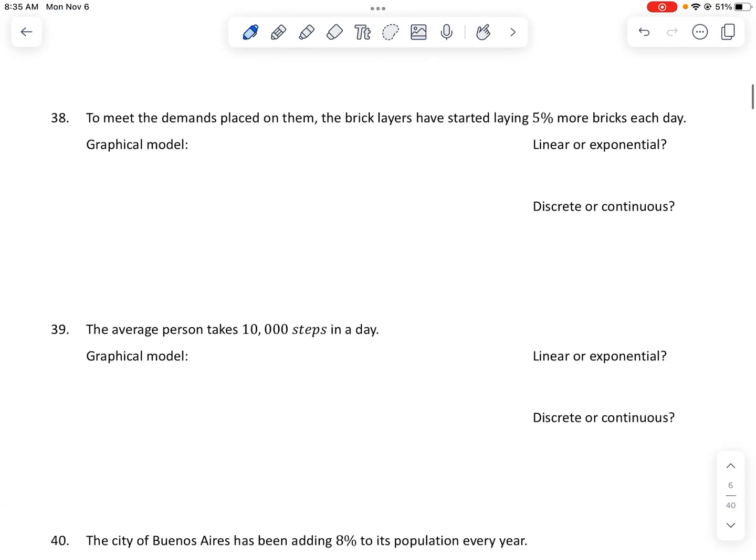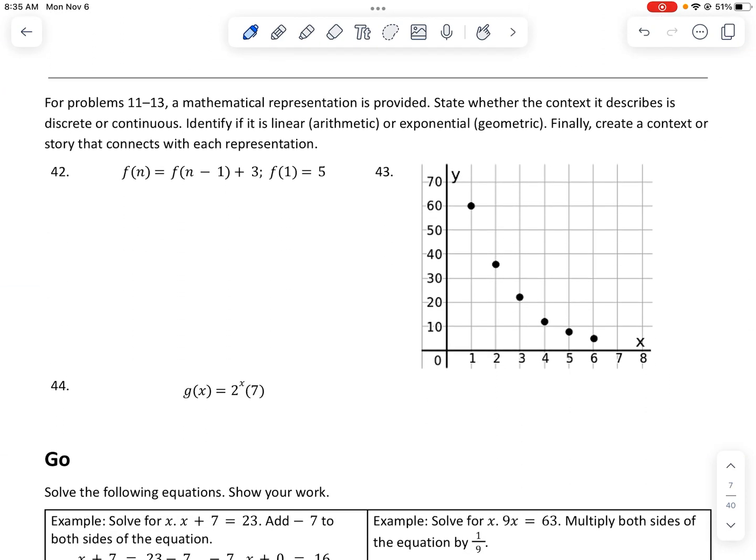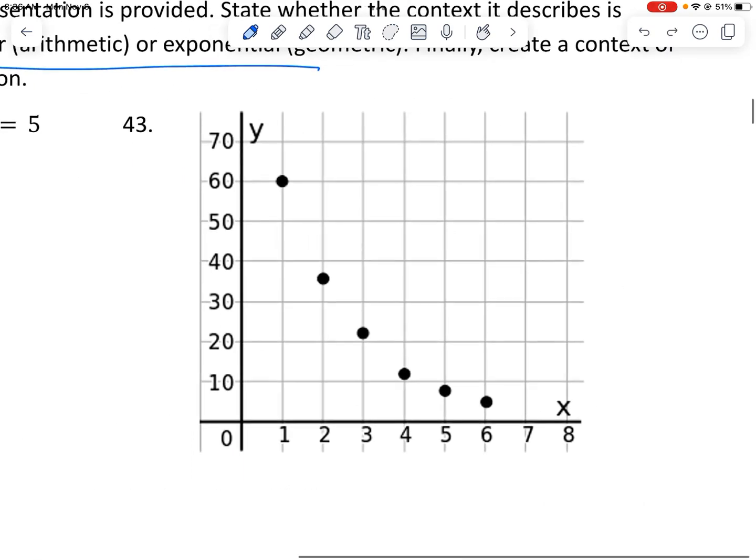So what's going on in that entire section? You got different situations. You just sketch a quick graph. When you get here, it's pretty similar. Read the function, look at the graph, look at the equation, and just determine if it is discrete or continuous, if it's linear or exponential, and create a context, create your own story. For instance, something like this one. Let's see, it started up at 60, and it's decreasing here like this. Well, this one's definitely discrete.